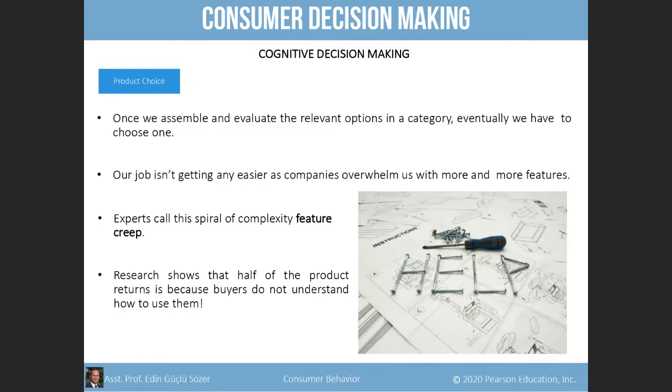For example, after we evaluate the products and decide to buy one of them, we then also need to choose. When we evaluate the products, of course, the criteria show us which one to choose. But in the product choice, there is also another issue. The issue is the complexity of the product. Sometimes it brings a disadvantage to us.